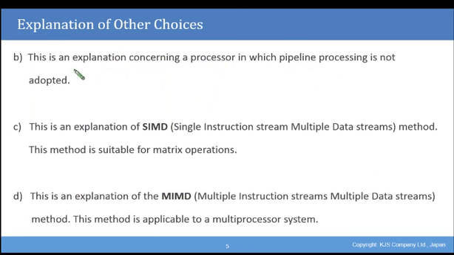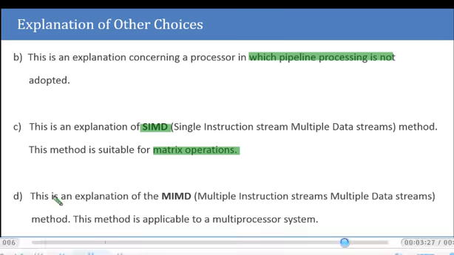Let's just quickly and briefly explain the other choices that we had on the previous slide. B was an explanation concerning a processor in which pipeline processing is not adopted. C, in this explanation, we had SIMD, single instruction stream, multiple data streams method. This method is suitable for matrix operation, so for example, in a graphical processing unit or a GPU.